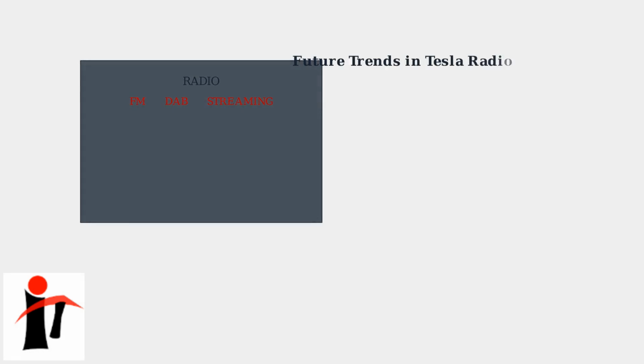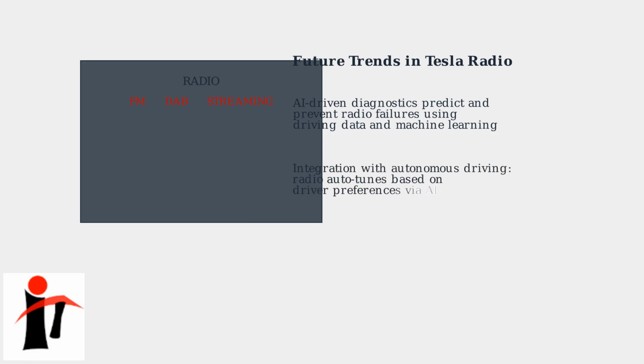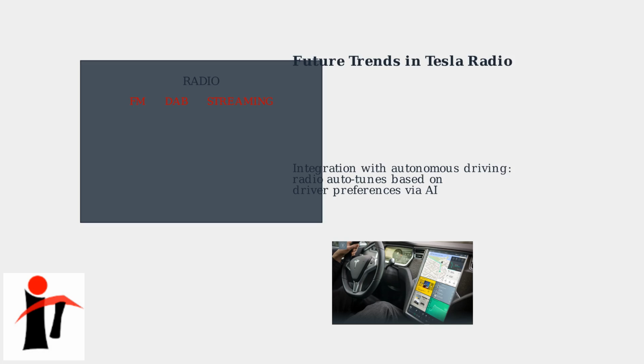Tesla's infotainment system is evolving rapidly, with future developments focused on advanced AI-driven diagnostics that can predict and prevent radio failures using machine learning algorithms. These systems will analyze driving data to identify potential issues before they occur. Integration with autonomous driving features will allow the radio to automatically tune to preferred stations based on learned driver preferences, creating a seamless experience. Satellite-based radio through partnerships like Starlink may eliminate reliance on terrestrial tuners by 2028.